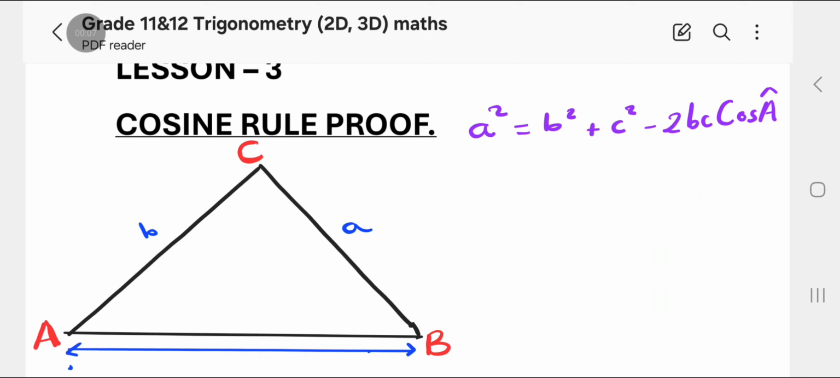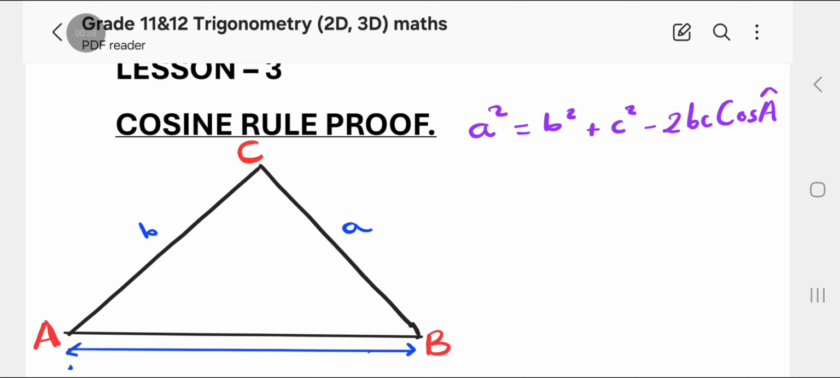My name is Tifla, and today we are going to deal with 2D 3D, the third lesson, which is on cosine rule. So firstly, we have to prove this cosine rule that says that a squared is equivalent to b squared plus c squared minus 2 multiplied by b multiplied by c multiplied by the cos of angle A, right?